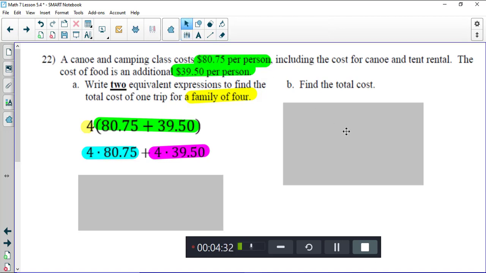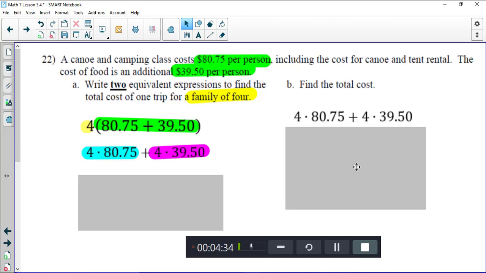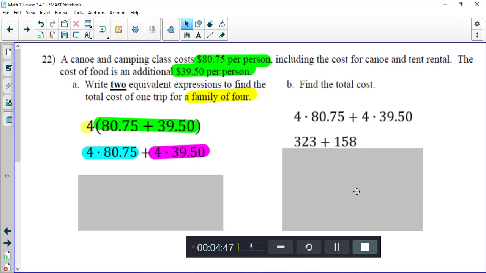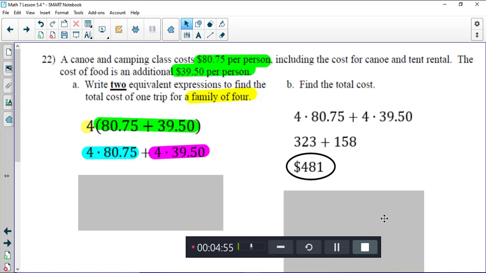In part B, we find the total cost. So again, just choose one of the expressions. It doesn't matter which one you choose. Some may choose the first one since you just have to add and then multiply. Here I had to do two products, two multiplication problems, and then add. 4 times $80.75 is $323, and 4 times $39.50 is $158, for a total cost of $481 for the family of 4.